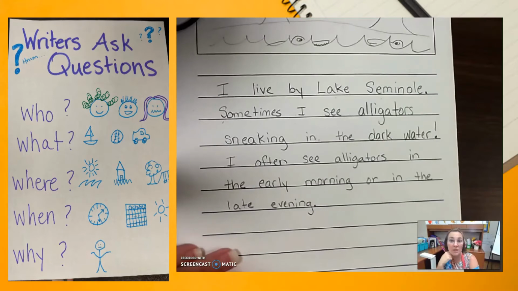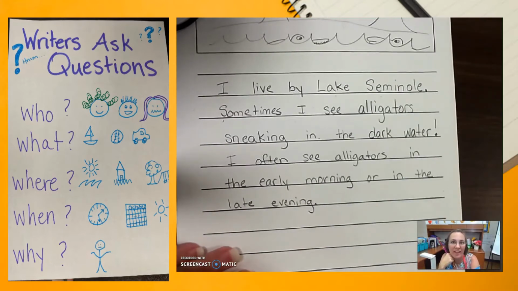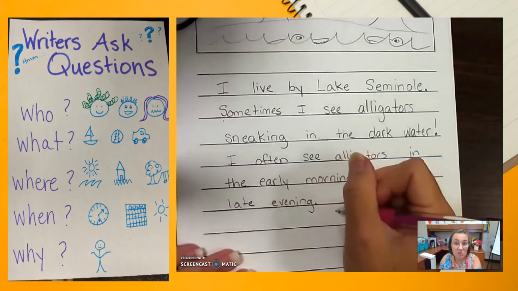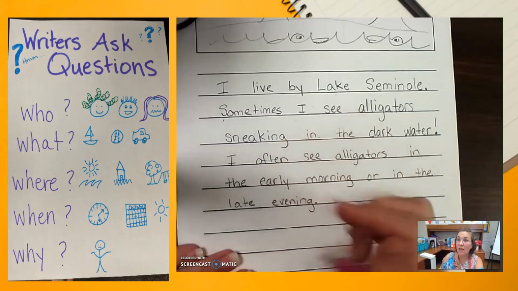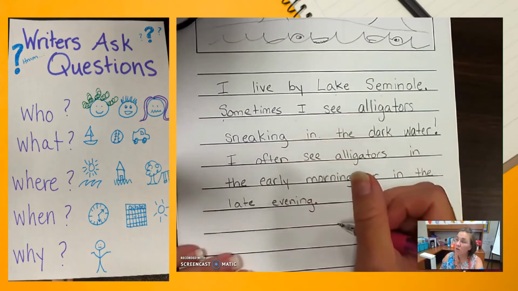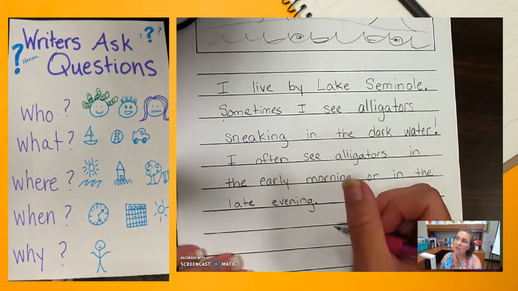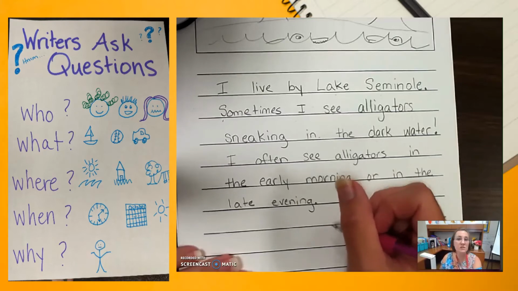How about what? What do you do if you see an alligator? My readers might want to know that, so I need to tell them what I do if I see an alligator. Well, if I see an alligator, I back away slowly and I don't get close. So I could say that like this. If I see an alligator, I don't get close. I back away slowly. That sounds about right.